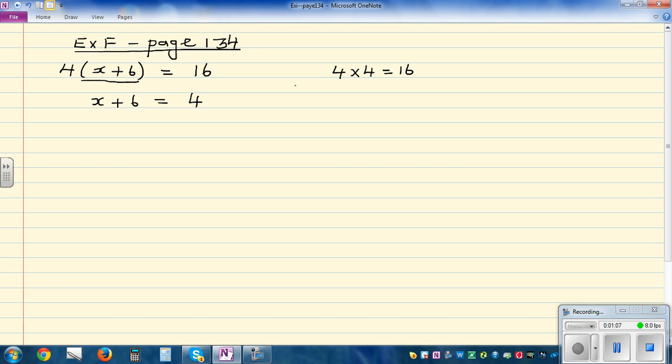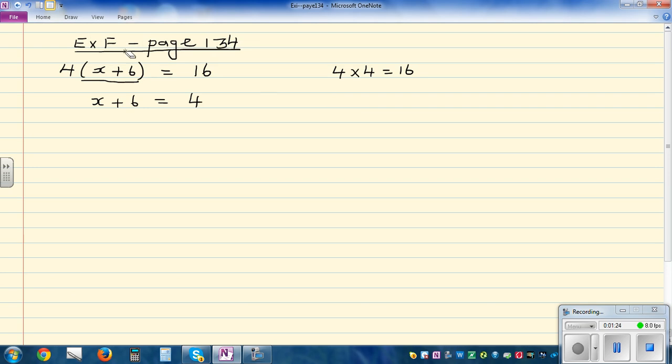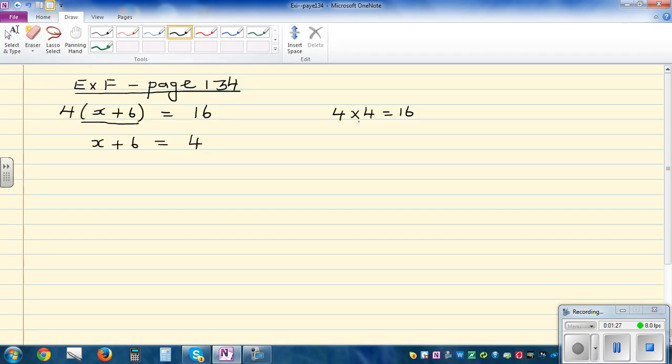Okay, so this is a fact. 4 times something is 16, and 4 times 4 is 16. So x plus 6 is 4. Now, what plus 6 is 4? That's a bit strange and difficult for some of you. So I can say negative 2 plus 6 is equal to 4.